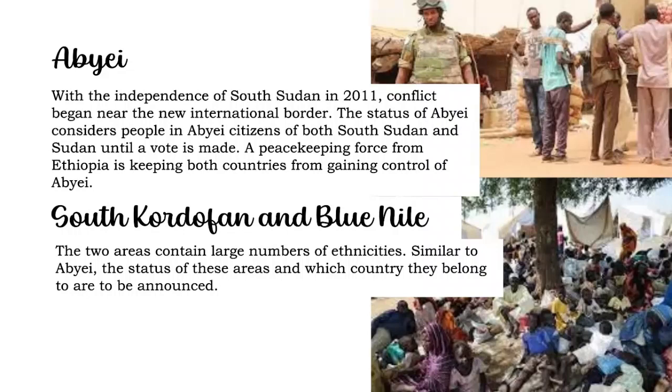So, like Abyei, South Kordofan and Blue Nile are also to be announced on which country they belong to, and they also contain a large number of ethnicities.